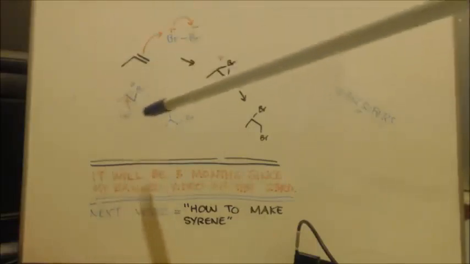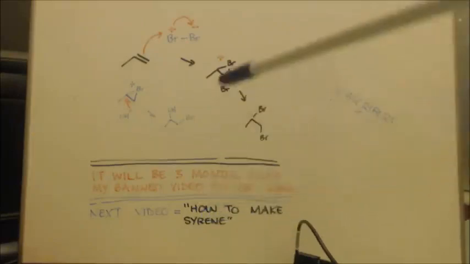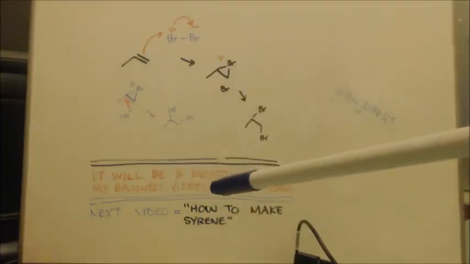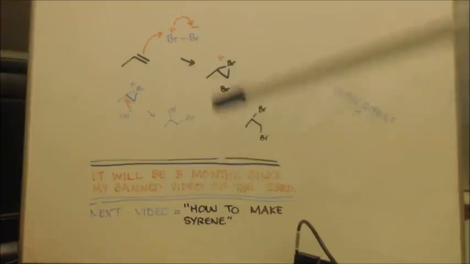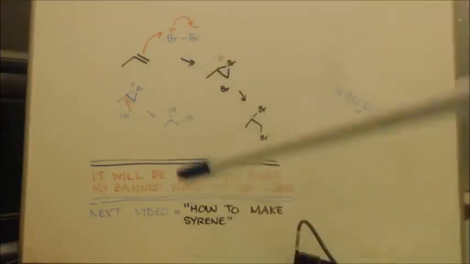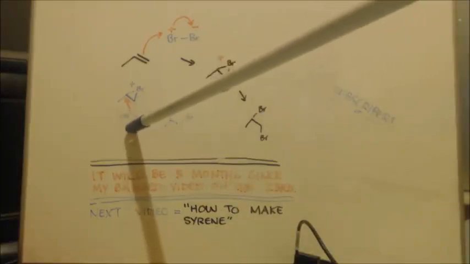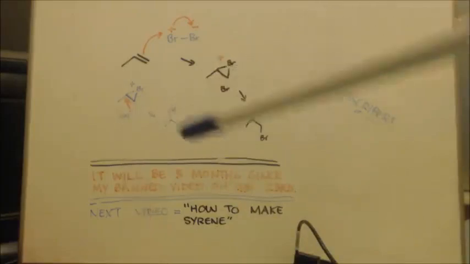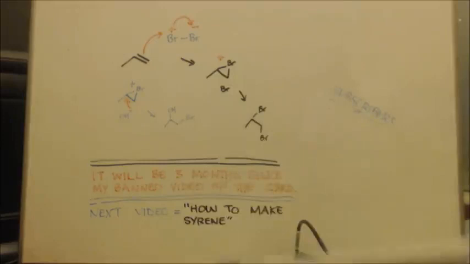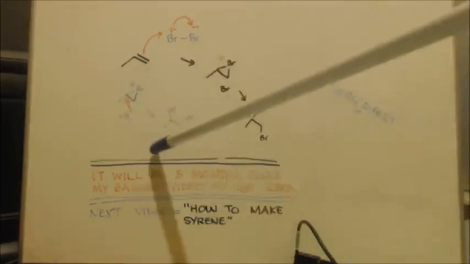Now, OH negative is a better nucleophile than Br negative. So if you got a choice, see this one you didn't have a choice. You only had bromine. You had no water. Here you have a choice. You got a better nucleophile. Okay, and a nucleophile is just something negative that's looking for something positive.